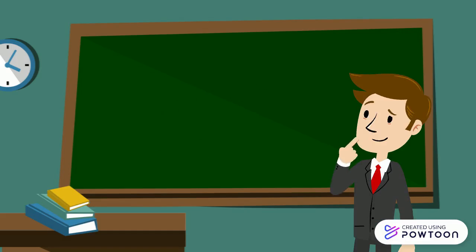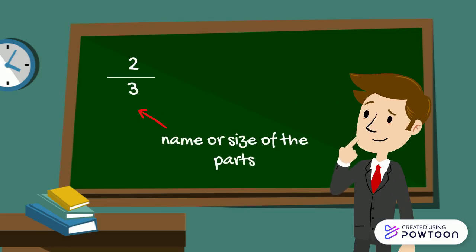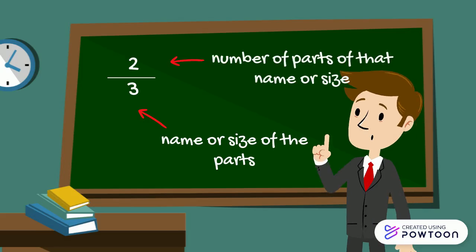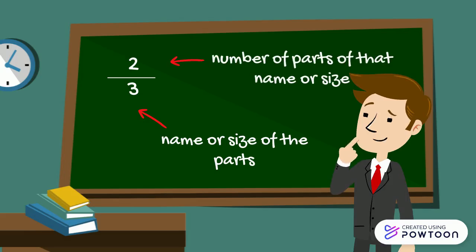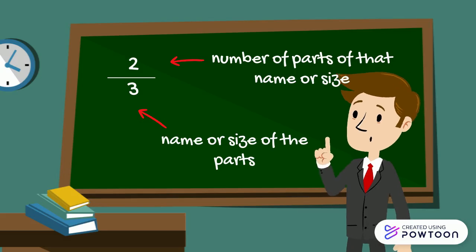Let's take a look at this fraction here. You might remember that the denominator represents the name or the size of the parts. So in this instance, it's 3 or thirds. And the numerator is the number of the parts of that name or size. So in this fraction, that is the 2. So this fraction is known as 2/3.